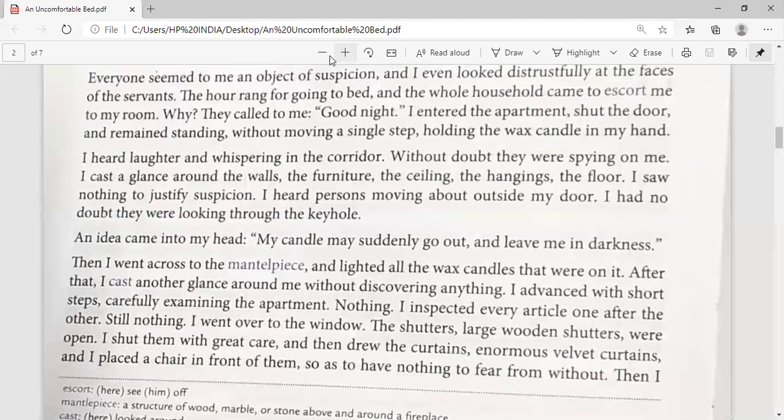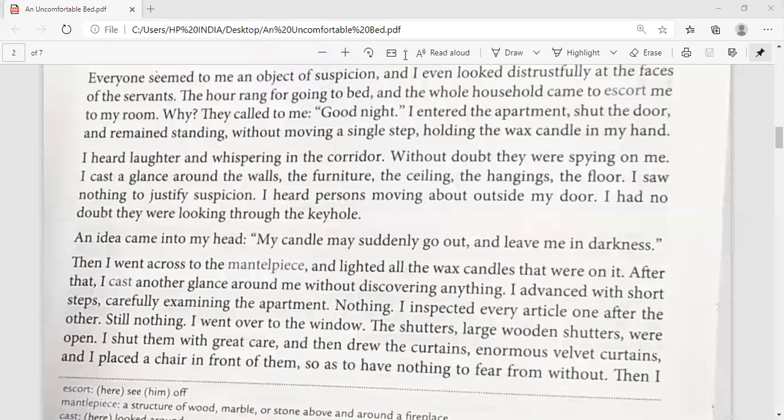So we were here, beta. An idea came into my head. Okay, I'm going to explain this thing first. An idea came into my head. My candle may suddenly go out and leave me in darkness. So he was having just one candle. Then one idea came to his mind. He thought that he should light some more candles.